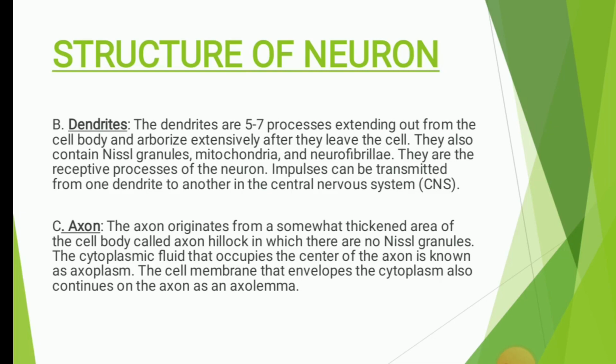What are axons? They originate from somewhat thickened area of the cell body, and it contains no granules. Please keep in mind, dendrites contain Nissl granules, whereas the axon contains no Nissl granules.